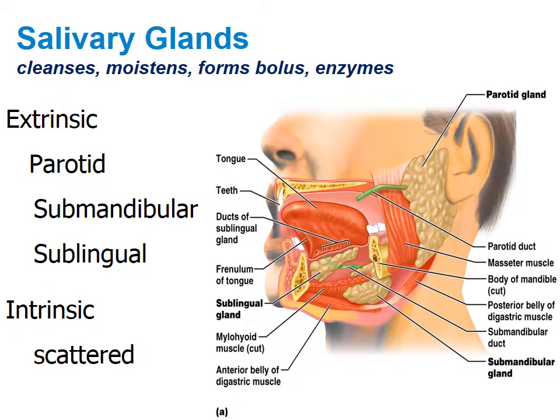Salivary glands. Larger extrinsic glands are the parotid, submandibular, and sublingual. Do note their locations, as you'll also see them in lab. There are small ones scattered throughout the oral cavity called intrinsic salivary glands. Now, obviously, these glands secrete saliva. Saliva cleans the mouth, moistens the bolus, and contains enzymes that will start chemical digestion of starch.